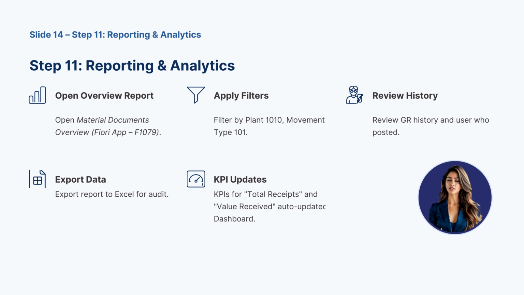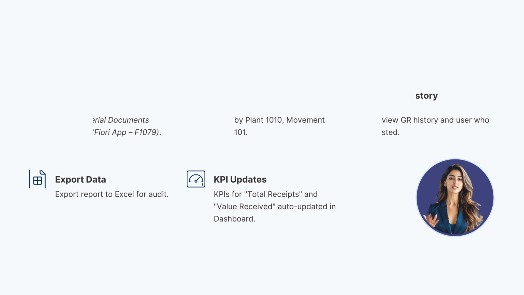Step 11. Reporting and Analytics. Navigate to Material Documents Overview, F1079. Filter for Plant 1010 and Movement Type 101. You'll see all GR postings along with user IDs, posting dates, and quantities. You can export this data to Excel for audit or performance reviews. Embedded Analytics continuously updates KPIs such as total receipt value and volume.